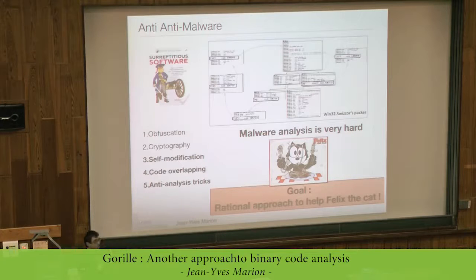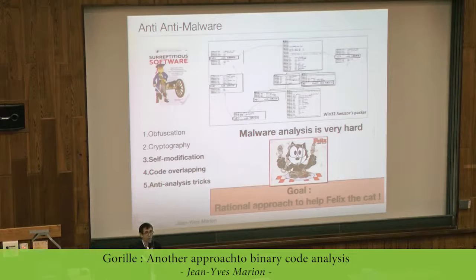Among the difficulties, there are of course all these obfuscations, and we have seen some examples this morning. All the cryptographic functions that are inside the code to hide some information. And also these 3 last items, which are self-modification. I'm going to talk a lot about that. Code overlapping, which is not too difficult, but still you have to be very careful. For example, if you look at a well-known disassembler like IDA, and you look at some code overlapping, in this case IDA is not able to deal with that. And the last point is also very tricky.